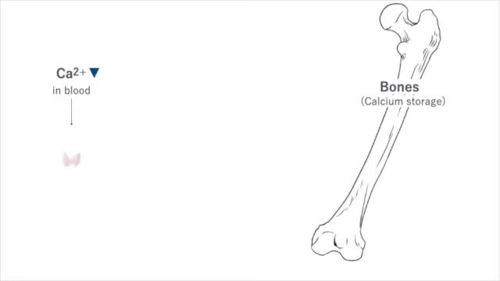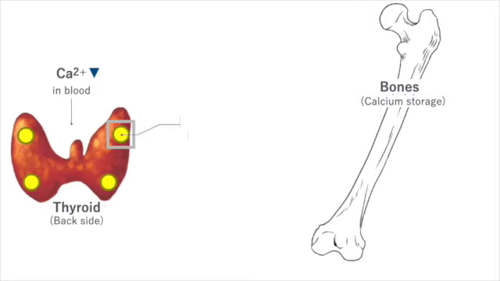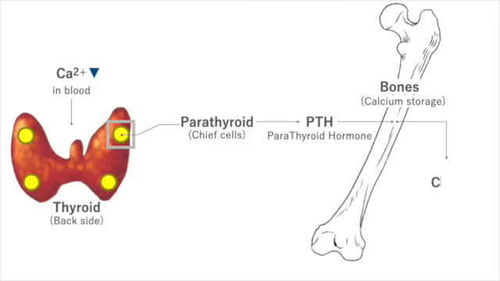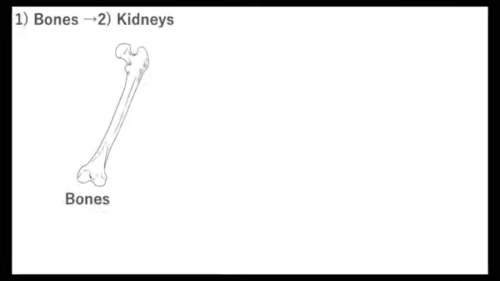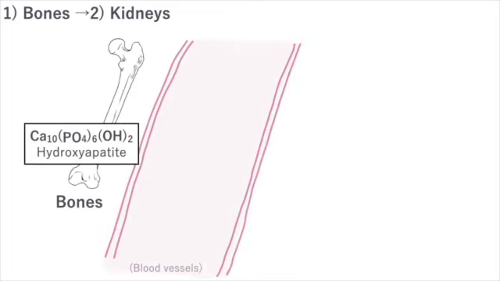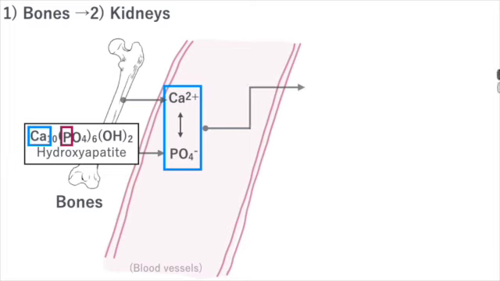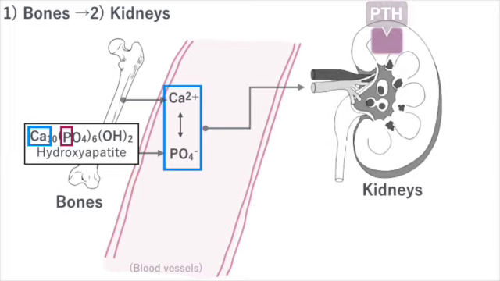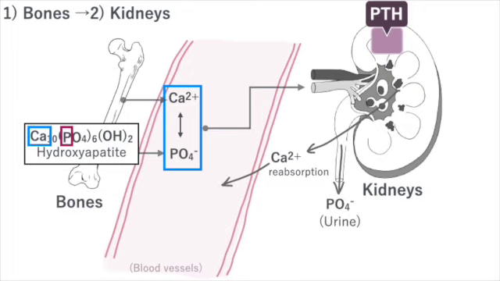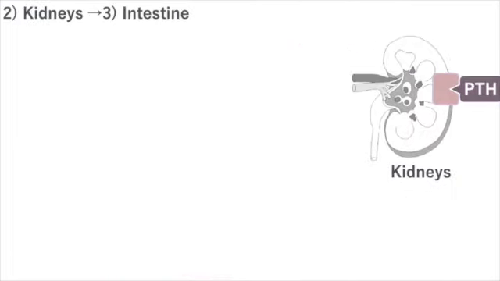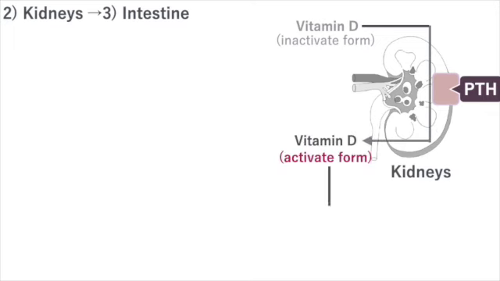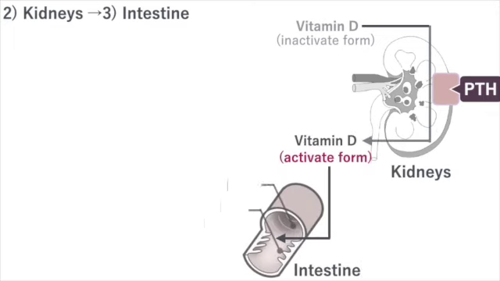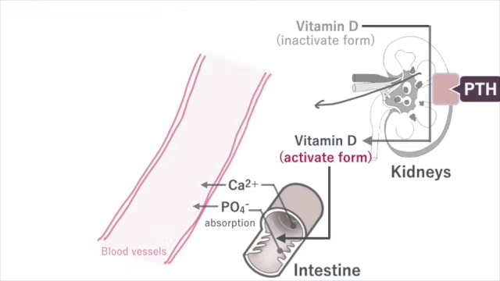When the calcium level in the blood drops, the parathyroid gland releases PTH, which breaks down bones to release calcium into the blood. Bones store calcium in the form of hydroxyapatite, so phosphorus is also released into the blood. Calcium and phosphorus balance is regulated by the kidneys, by reabsorbing calcium and excreting phosphorus in the urine. Additionally, PTH activates vitamin D, which enhances the absorption of calcium and phosphorus in the intestines.